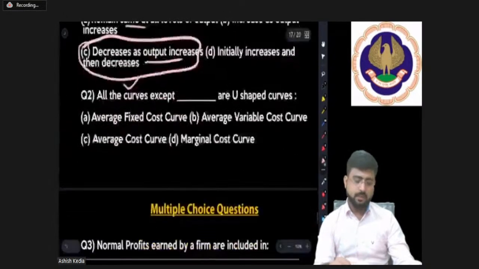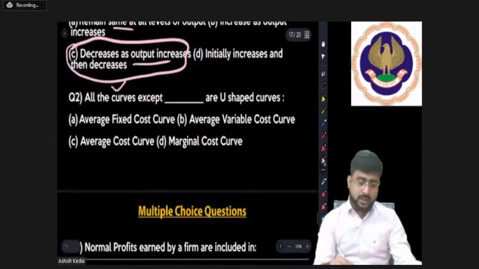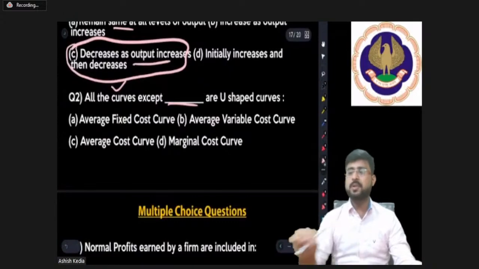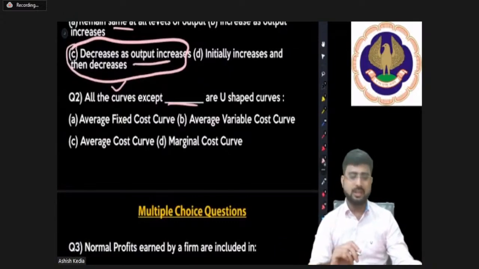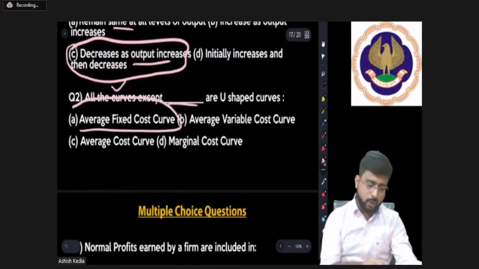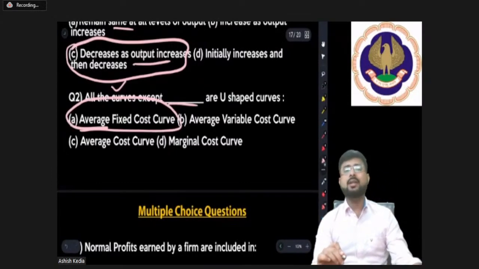Moving on. All the curves except which one is a U-shaped curve? All of you have written correctly: the average fixed cost curve. Because why? Because it's a rectangular hyperbola.